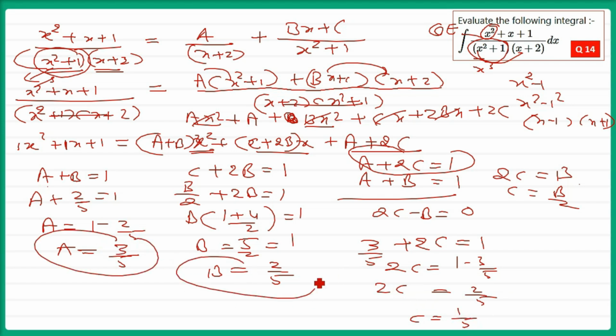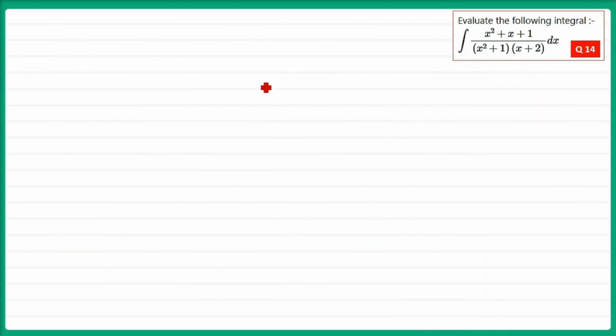Now A, B and C we have got. Now we are going to replace it here. A by 3 by 5, B by 2 by 5 and C by 1 by 5, and then we will separate them out and integrate them separately in 3 terms as 3 different partial fraction terms. So this will become like this. 3 by 5 was A, if you remember.